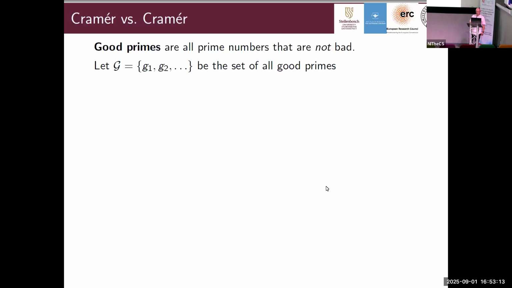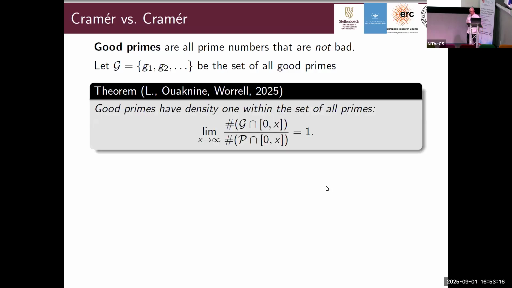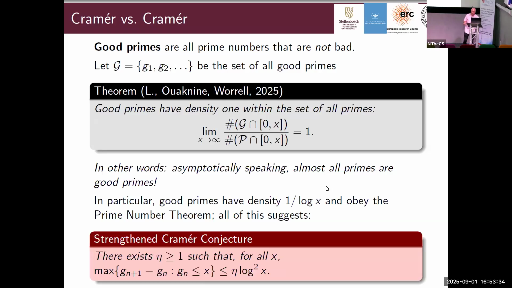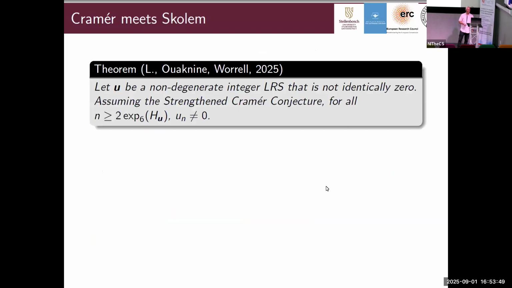So good primes are prime numbers that are not bad. Our theorem says that most primes are good. In fact, the bad primes have a very small counting function, like x to the 2/3 or something. Okay, so since the good primes are basically all the primes except some bad ones, which are very few, we can suppose that the Cramér conjecture holds for them as well. I mean, Cramér formulated his conjecture just based on a purely probabilistic argument. So why wouldn't our good primes also satisfy it? So suppose that the strengthened Cramér conjecture holds, and here's our theorem.